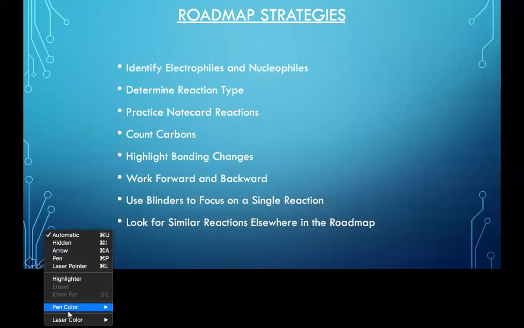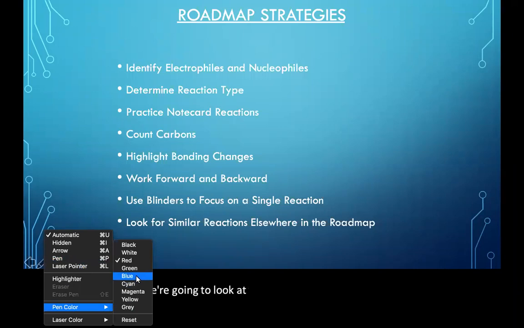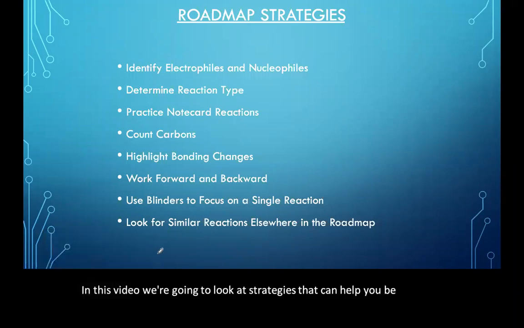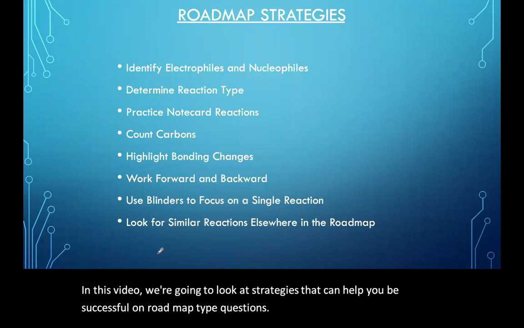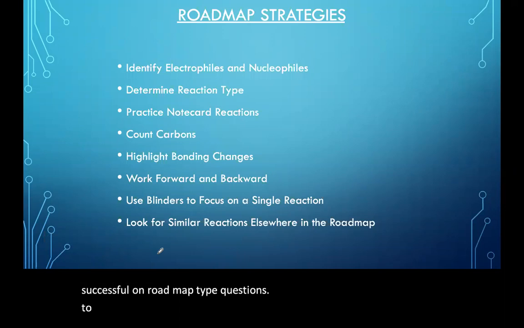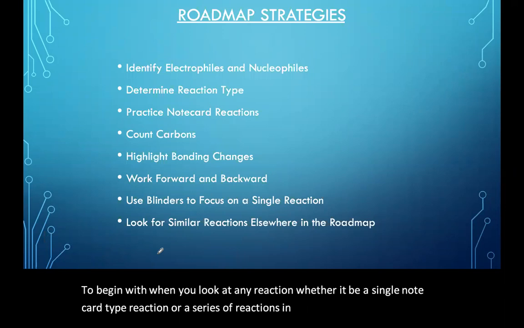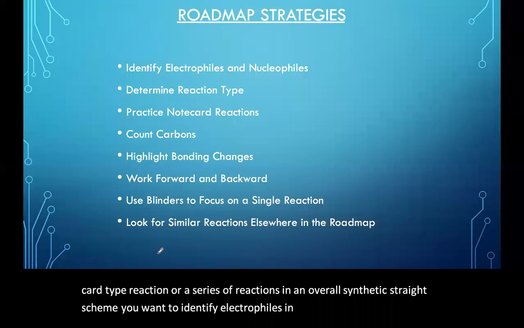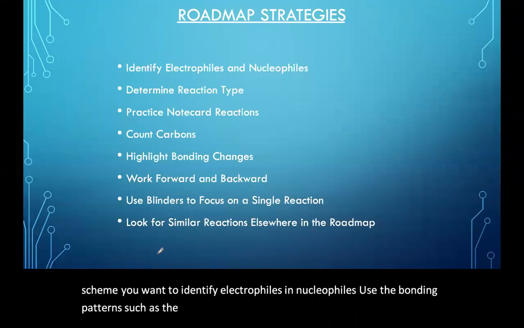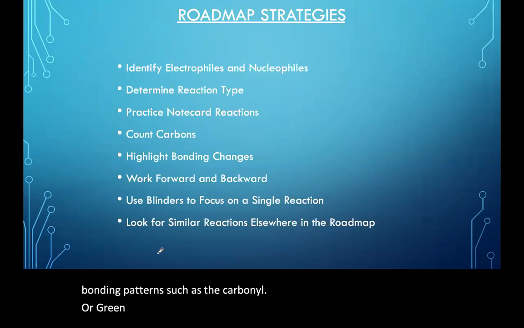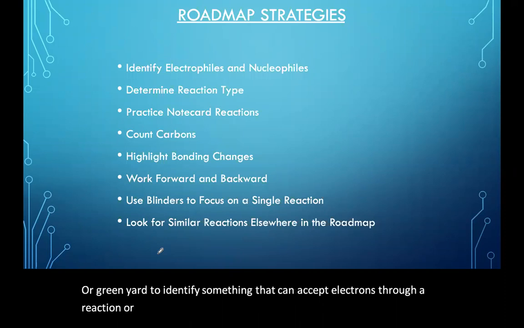In this video, we're going to look at strategies that can help you be successful on roadmap type questions. To begin with, when you look at any reaction, whether it be a single note card type reaction or a series of reactions in an overall synthetic scheme, you want to identify electrophiles and nucleophiles. Use the bonding patterns such as the carbonyl or Grignard to identify something that can accept electrons through a reaction or donate electrons in a chemical reaction.